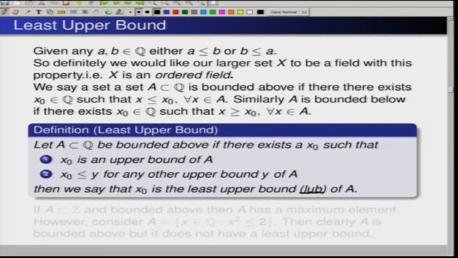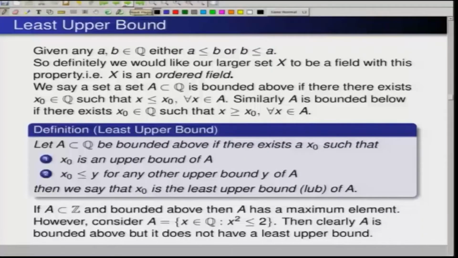Now, let us look at some examples. If A is contained in the set of integers and is bounded above, that means there will exist some integer n for which all the elements of A lie on the left of it. Then obviously you can see that this A is going to have a maximum element.